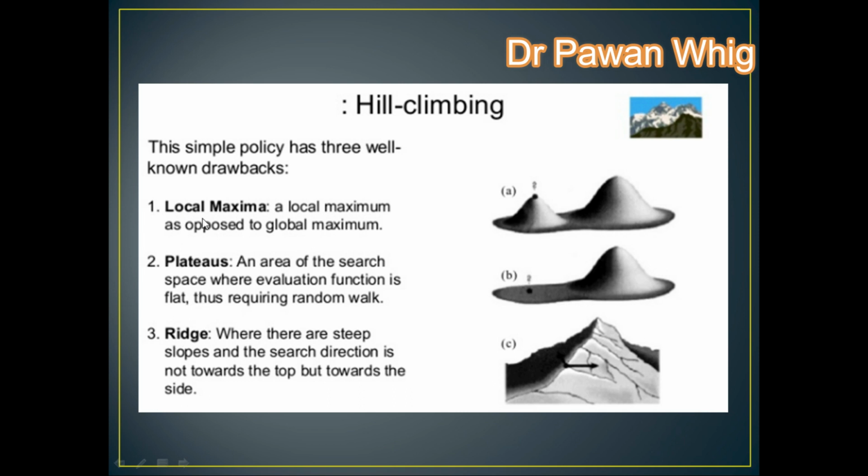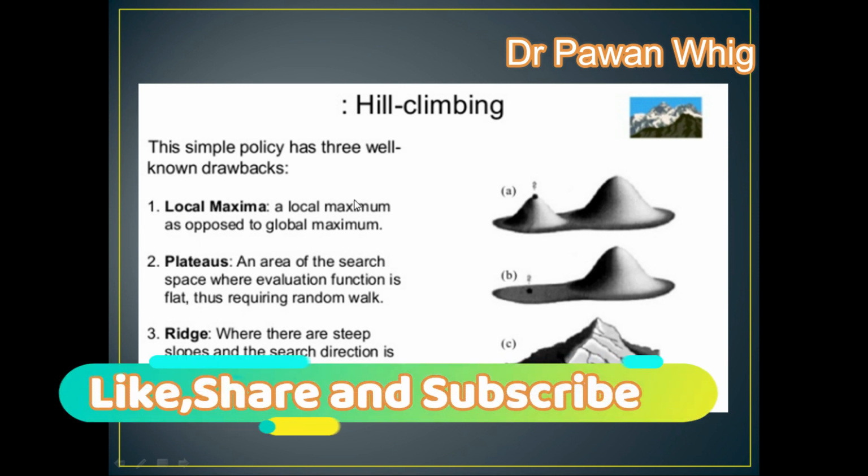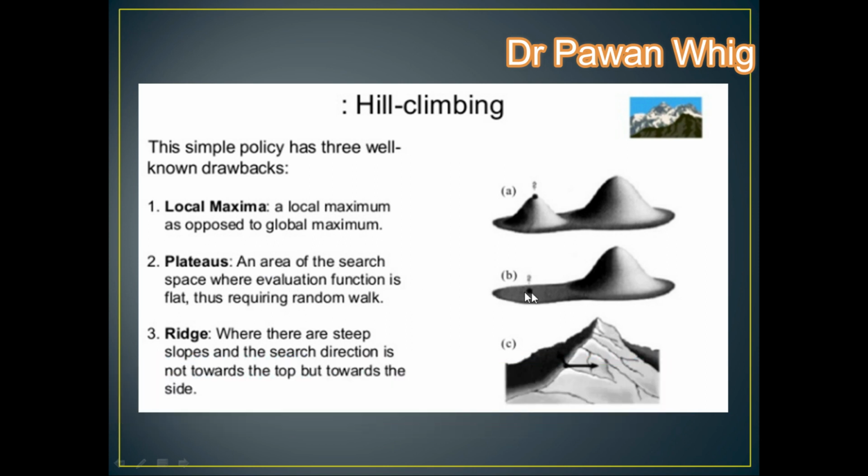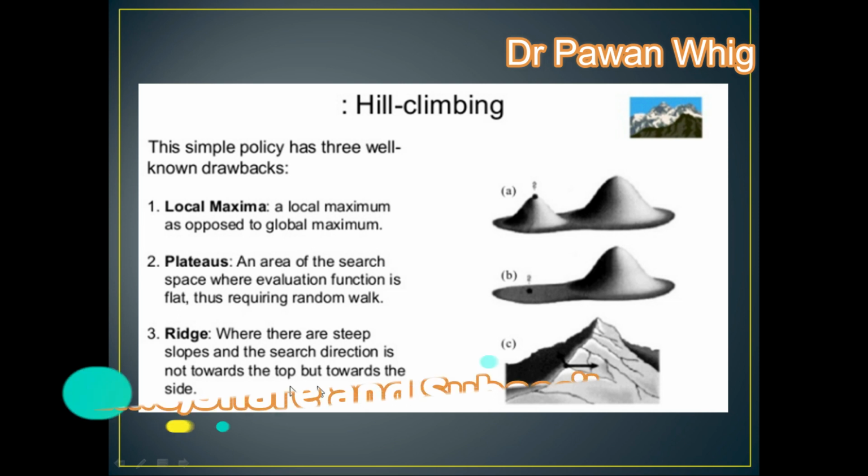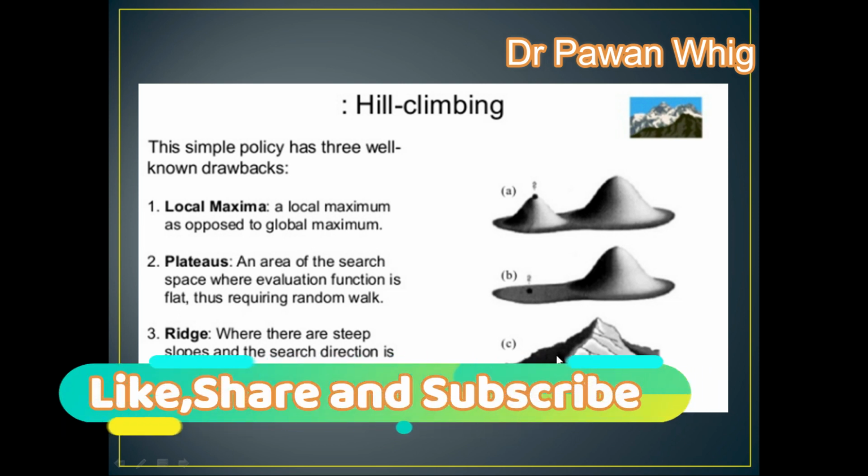We already defined this. Local maxima is a maximum as opposed to the global maximum, and plateau is an area of the search space where the evaluation function is flat. Ridge is where there are steep slopes and the search direction is not towards the top but towards the sides. So these are the three main problems in hill climbing, and now how to overcome them.